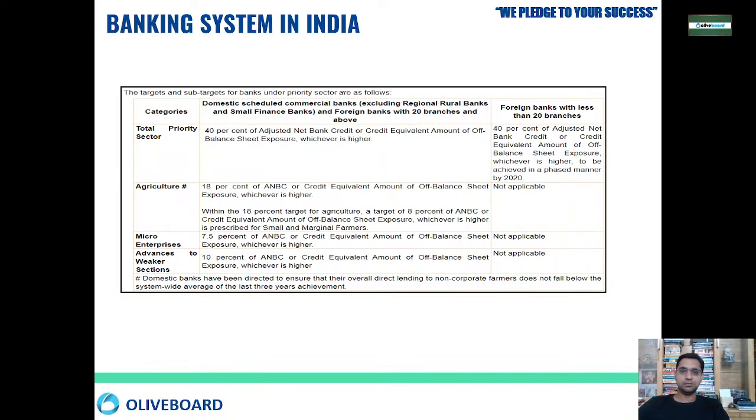So if we see over here, the target and the sub-target of the bank under priority sector. This is regarding the scheduled commercial banks and foreign banks with 20 branches or more. Total priority sector, 40% they have to give to the priority sector: 18% to agriculture, 7.5% to the micro enterprises, 10% to the weaker section, like that. And foreign banks with less than 20 branches, they have to give 40% as well, but they can invest it wherever they want, as they have no sectional criteria given to them. So this is how priority sector lending is being given.